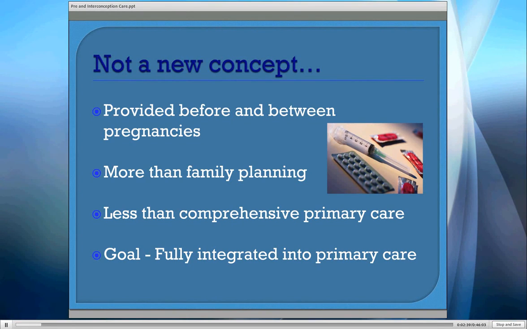Preconception care is more than traditional family planning, but it's also less than comprehensive primary care. The attention to identification and reduction of reproductive health risks is what makes it unique. However, preconception care really has to be fully integrated into primary care if we're going to achieve a significant reduction in adverse pregnancy outcomes.